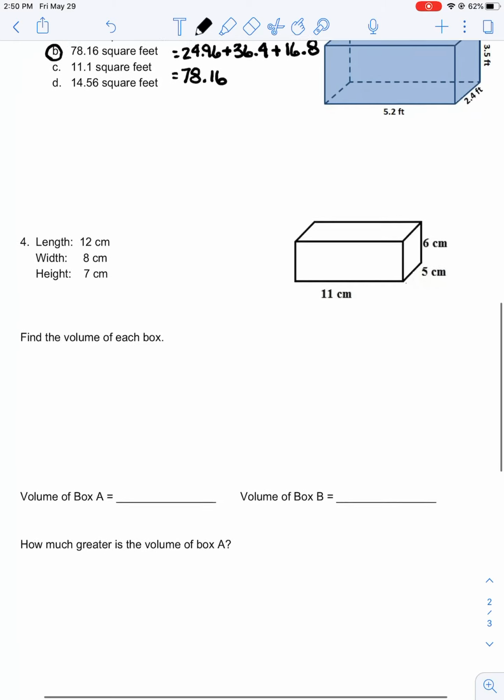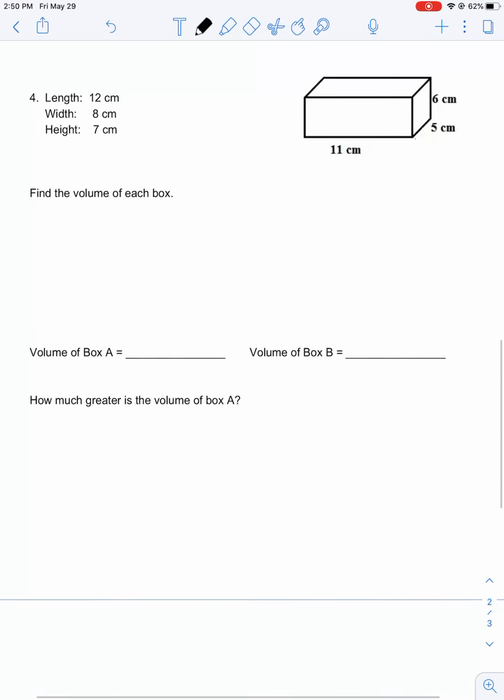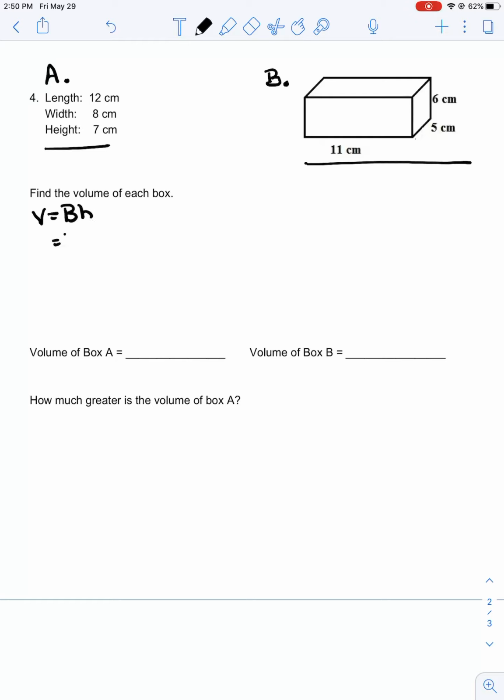Our next question says find the volume of each box. Here's box A, here is box B. I'm sorry I didn't label them, so let me label them here. Here's B, here's A. Okay, for A, we've got volume equals capital B H, or length times width times height. So we have 12 times 8 times 7, which gives a volume of 672 centimeters cubed.